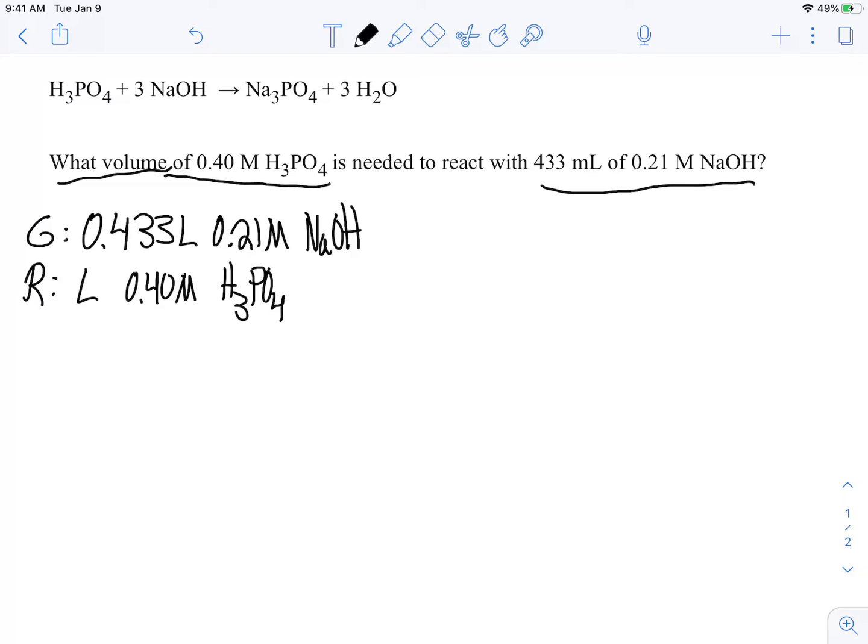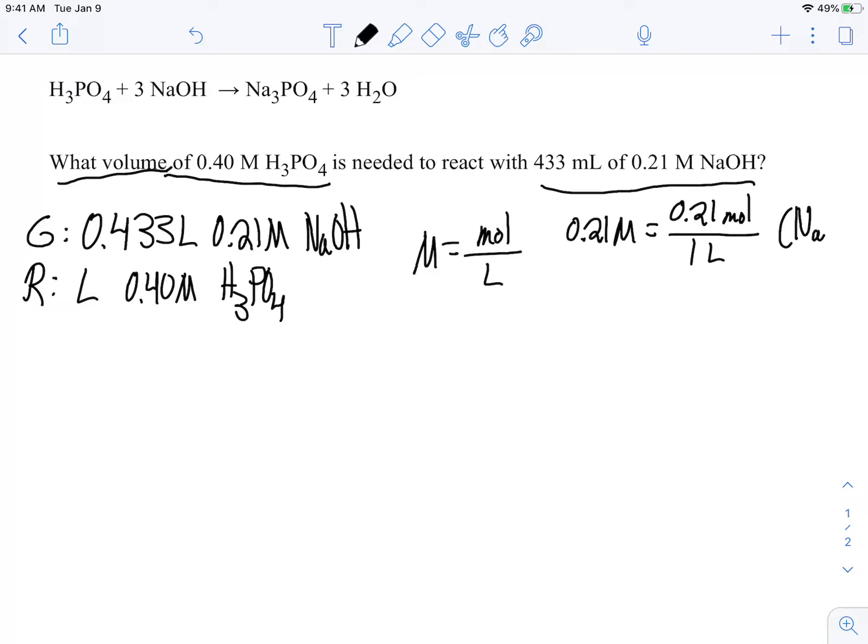Now I said in solution stoich we're going to be using molarities, so we have to be able to break molarities apart. But first, a reminder: molarity is moles over liters. In the given, I had 0.21 molar. To break this apart, I can write 0.21 moles on top and 1 liter on the bottom. If I take 0.21 divided by 1, it would still equal 0.21. So that is breaking up the molarity for NaOH.